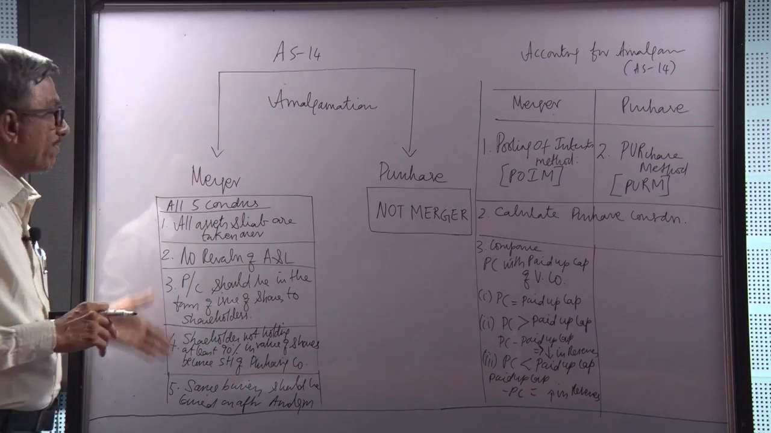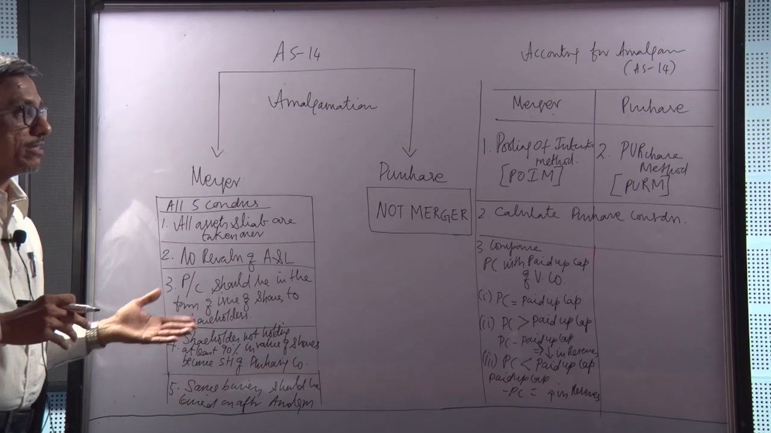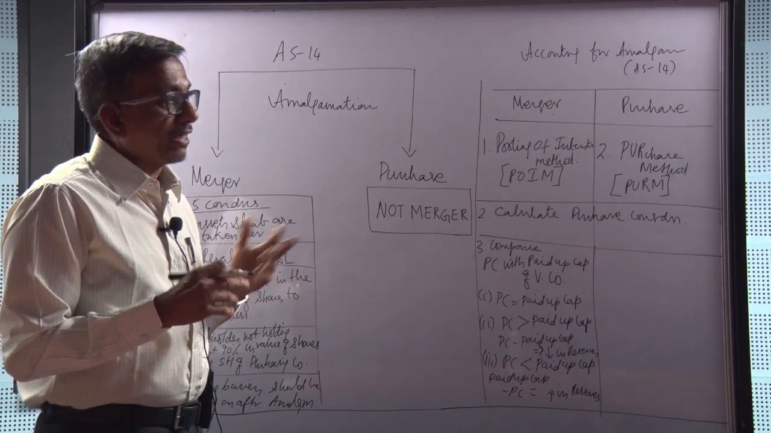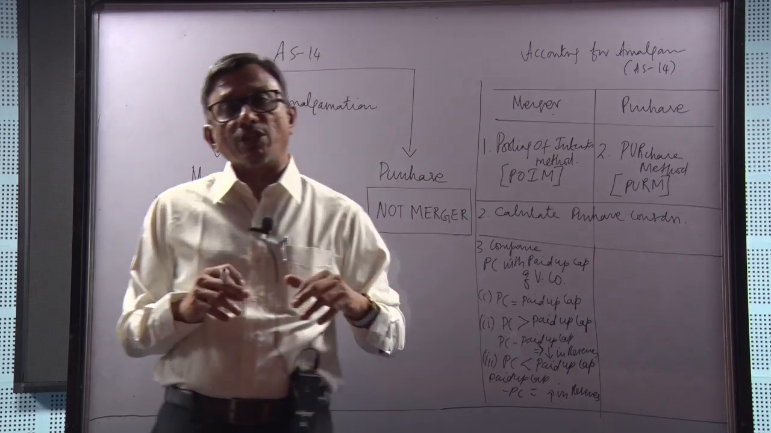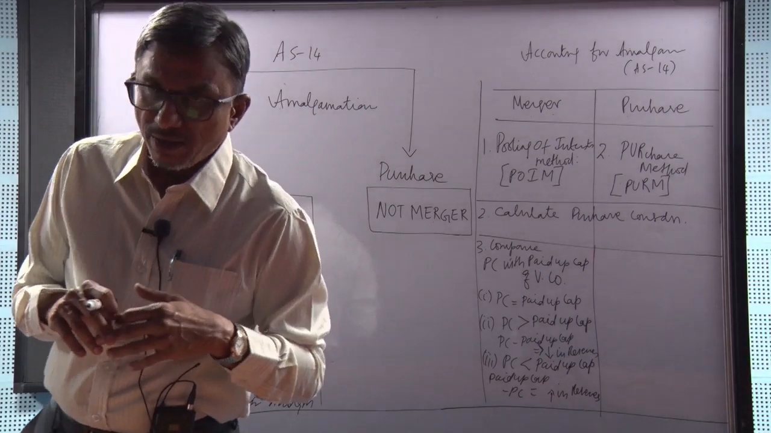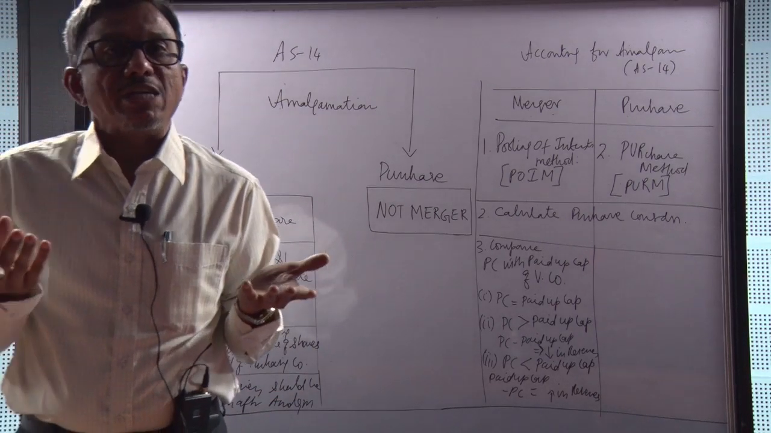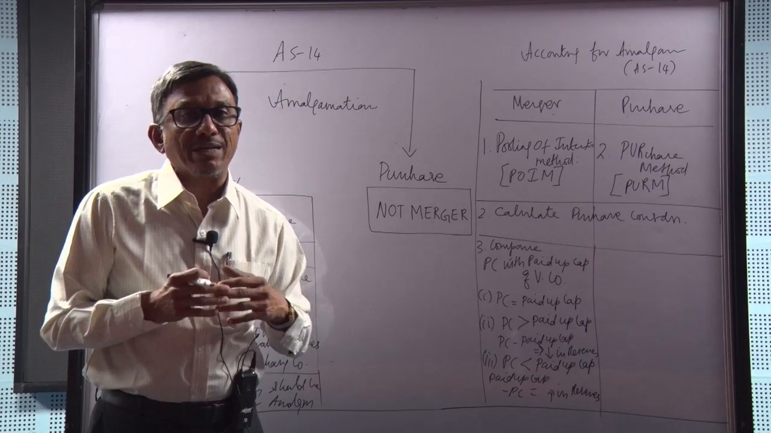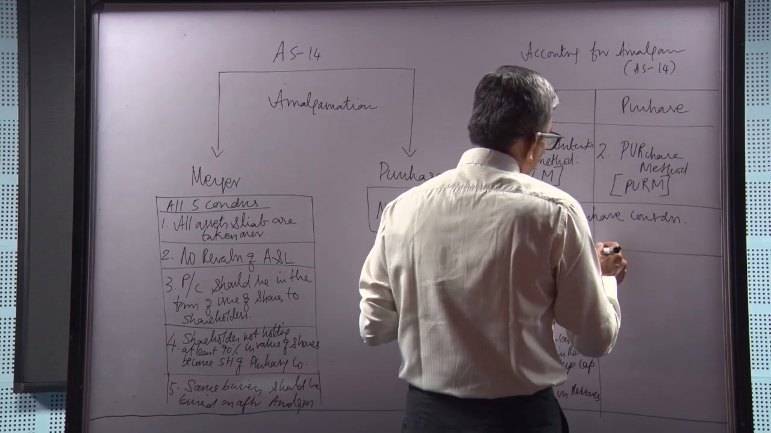Suppose any of these 5 conditions are not satisfied, then it is amalgamation in the nature of purchase. We have to follow the purchase method. Under the purchase method also, the first step is to calculate the purchase consideration, which is nothing but the aggregate of whatever is given to the shareholders, equity shareholders as well as preference shareholders. Calculate that. Then you go to the third step.